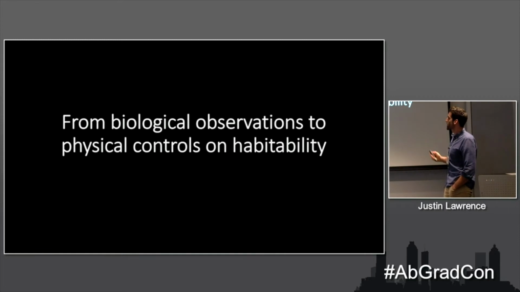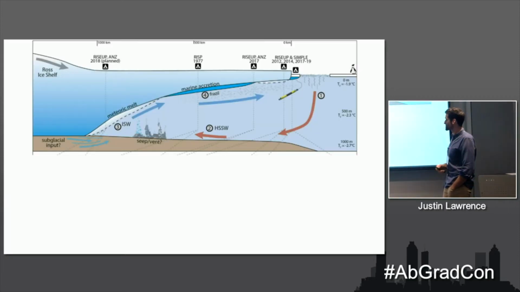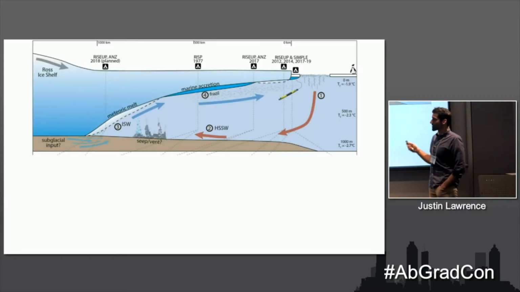Yeah, so from the biological observations to the physical controls, back to the same diagram, but now we're going to put some data that we've collected on it. What we're interested in is this 1, 2, 3, 4 process, where you have water that's moving around in the system and it's driving where ice is melting and accreting. So in a polynya, which is where you form sea ice, that's this region here, you're freezing out the freshwater component and rejecting the brine component, and that brine makes the water more dense.